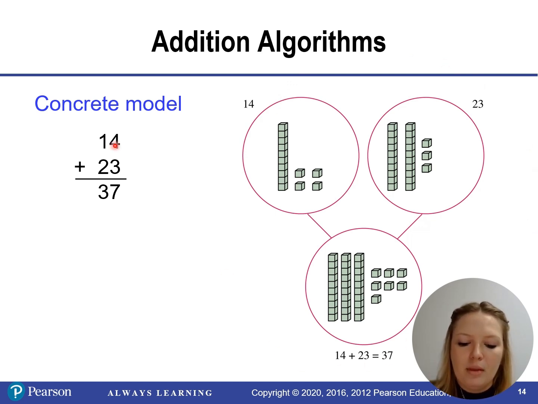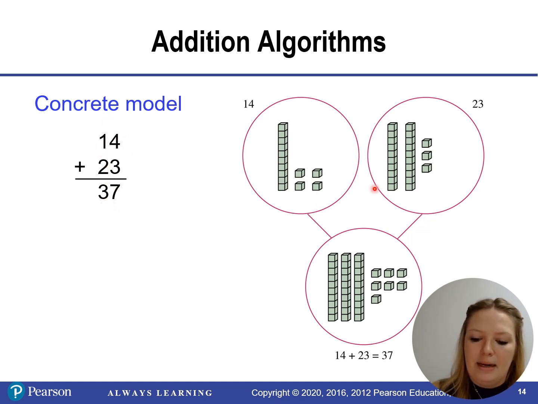So if I want to add 14 plus 23, I can first model the number 14 with 1 ten and 4 ones, and I can add to that 2 tens and 3 ones to illustrate 23. And what's happening if I were to add in vertical columns here? You might look at this stacked and say, okay, 4 plus 3 is 7, 1 plus 2 is 3.